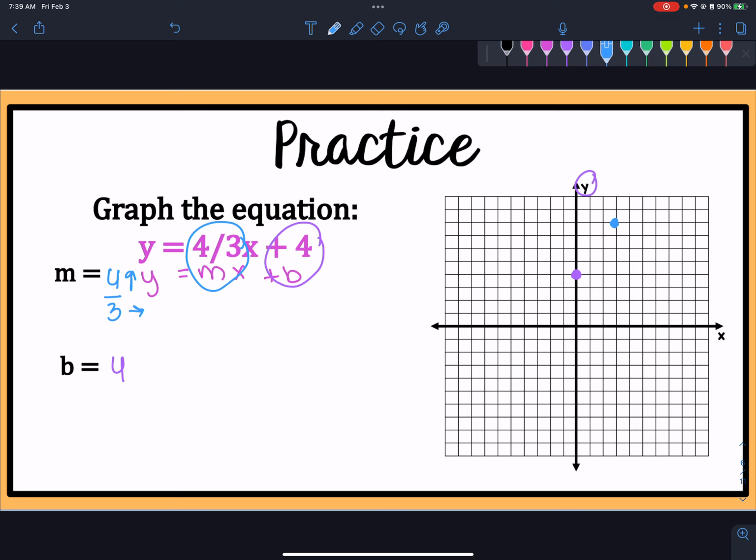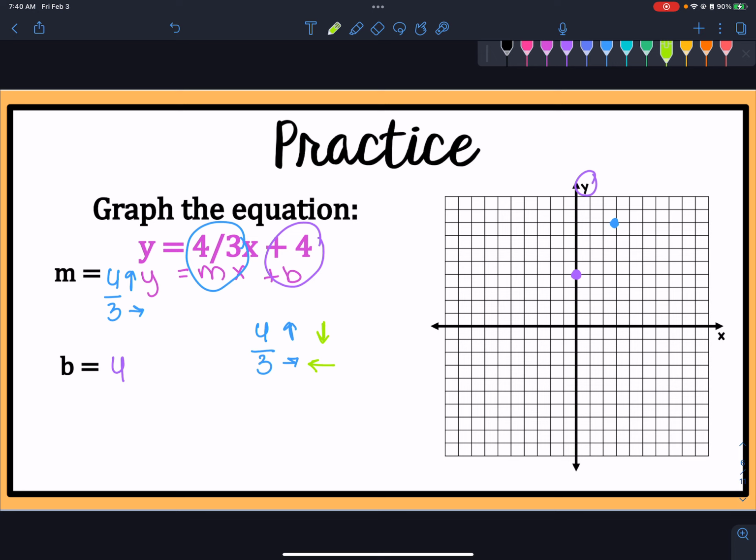Now I can't count up 4 and over 3 one more time, but I'd like to add another point. So what we can do is, if we have a positive slope where we're going up and right, we can do the opposite as well. But when we do the opposite, we're going to do the opposite for both. So I could go down and left, and it should still work.